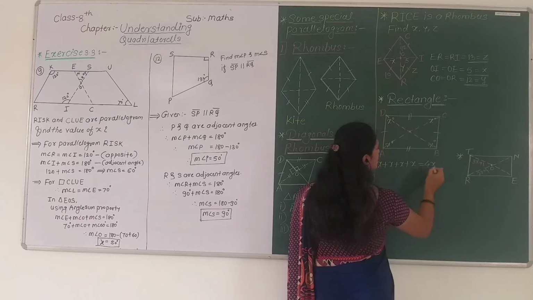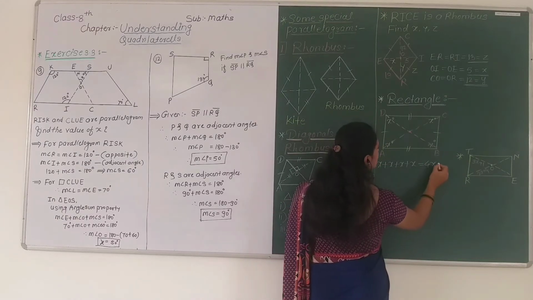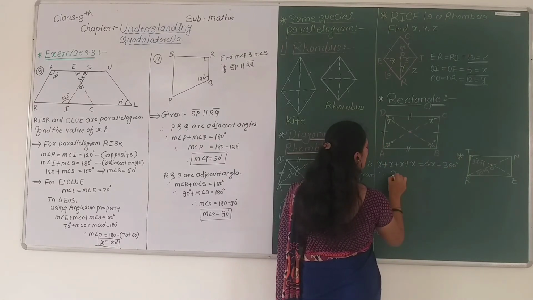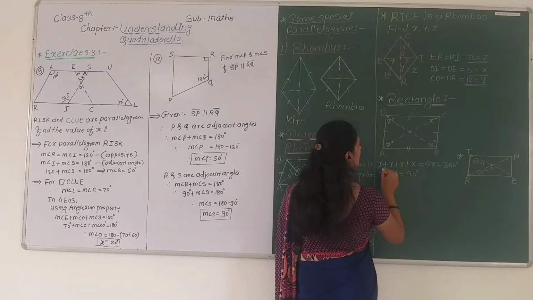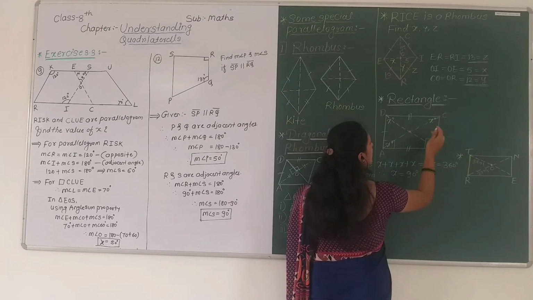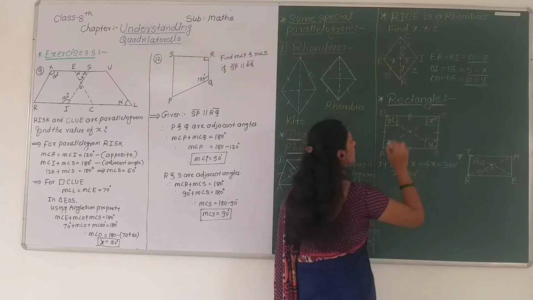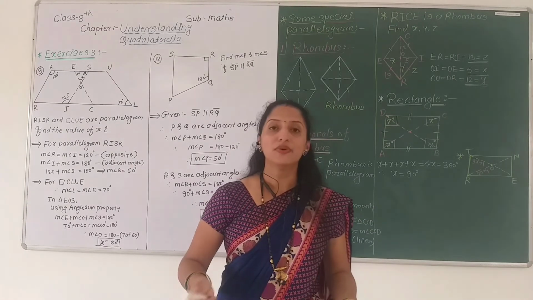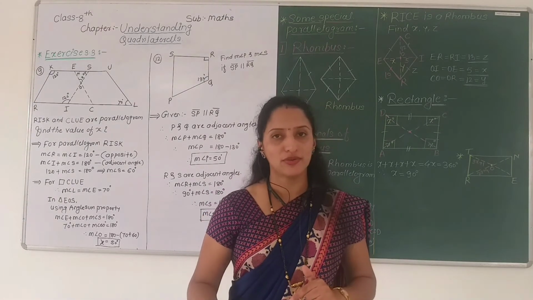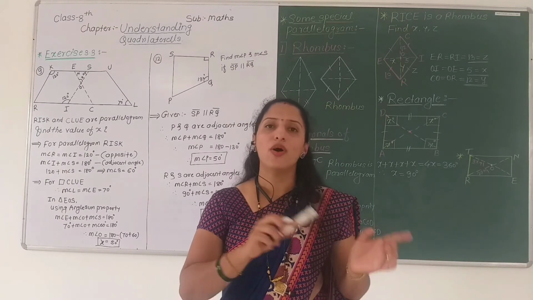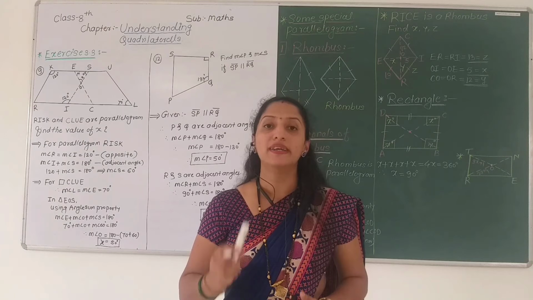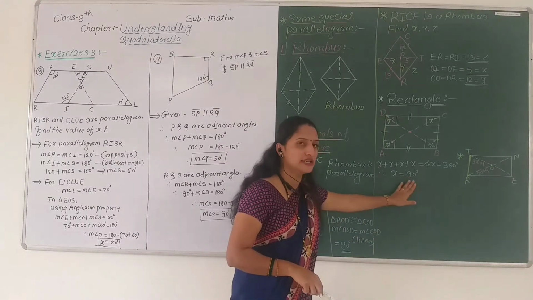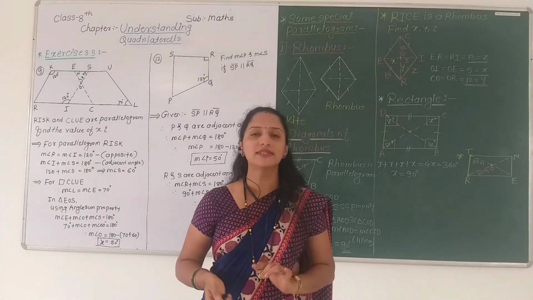That is 4x, right? So we can write this as 4x is equal to 360 degrees. This is the difference between a rectangle and a parallelogram. In a parallelogram, opposite angles are the same, but in a rectangle all the angles are the same and they are 90 degrees. The measure of every angle of a rectangle is 90 degrees.